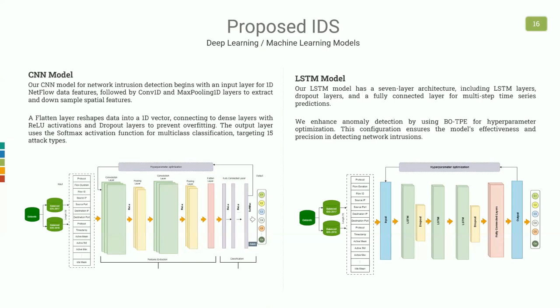The long short-term memory model has a 7-layer architecture, including LSTM layers, dropout layers, and a fully connected layer for multi-time series prediction.